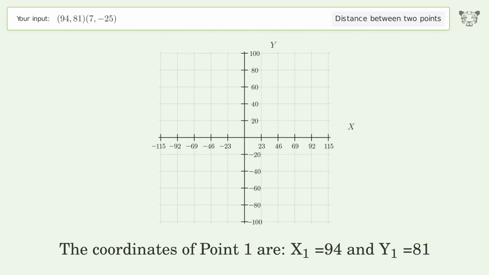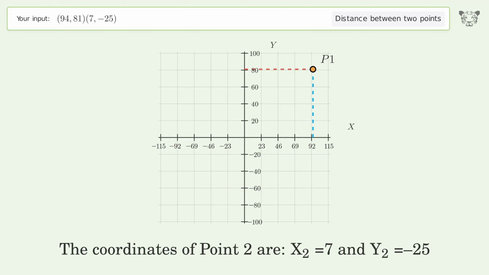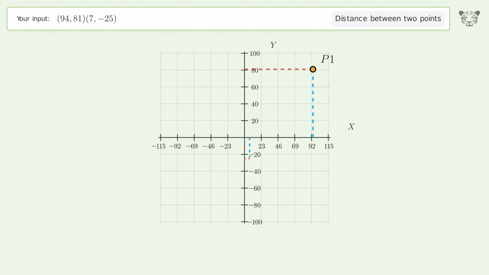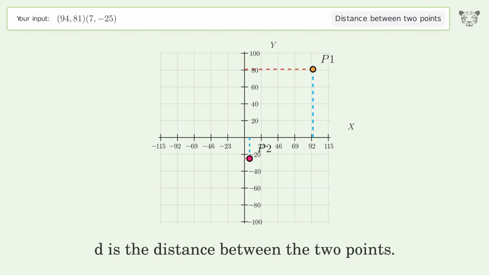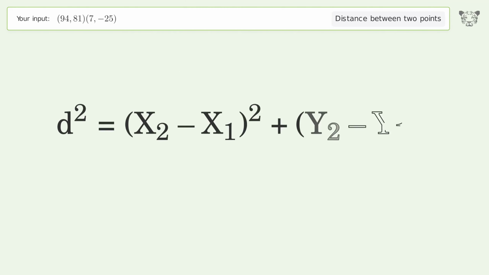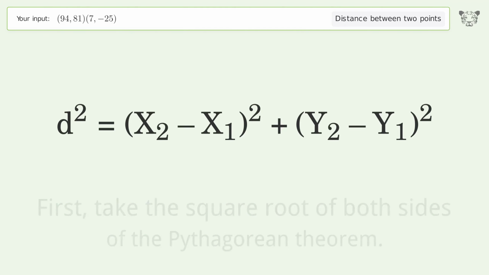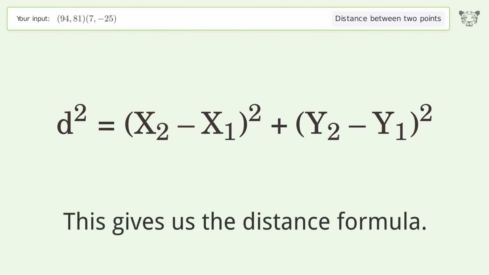The coordinates of point 1 are x1 equals 94 and y1 equals 81. The coordinates of point 2 are x2 equals 7 and y2 equals -25. D is the distance between the 2 points. First, take the square root of both sides of the Pythagorean theorem. This gives us the distance formula.